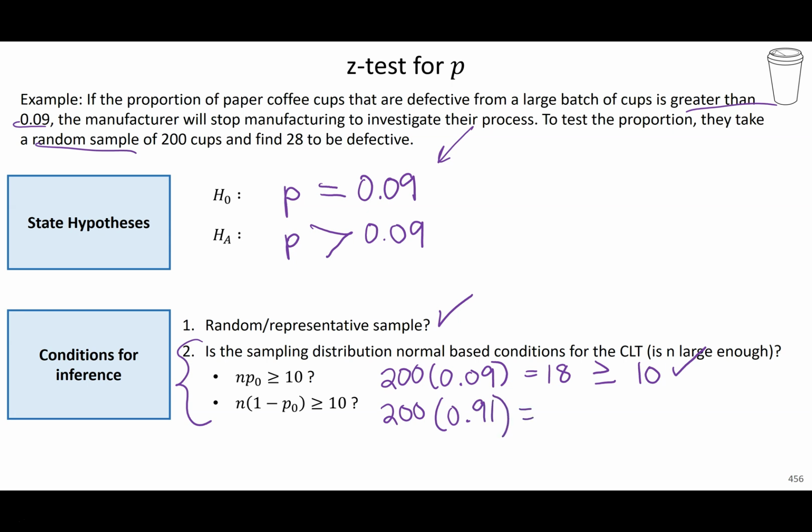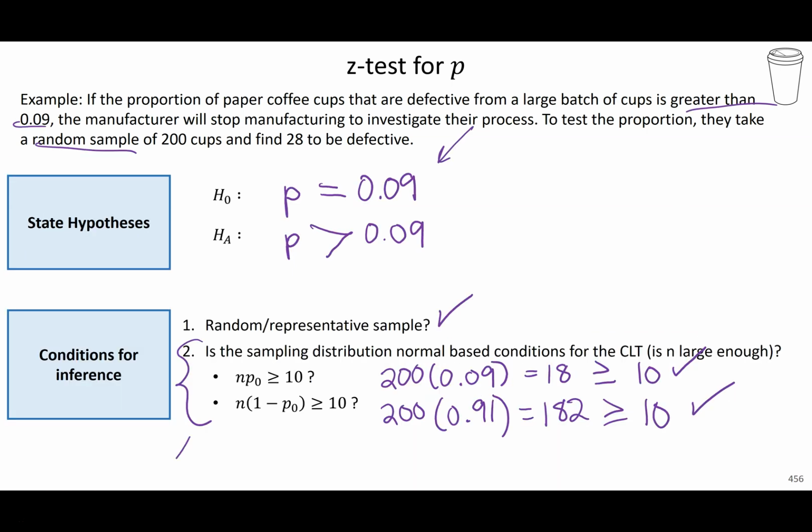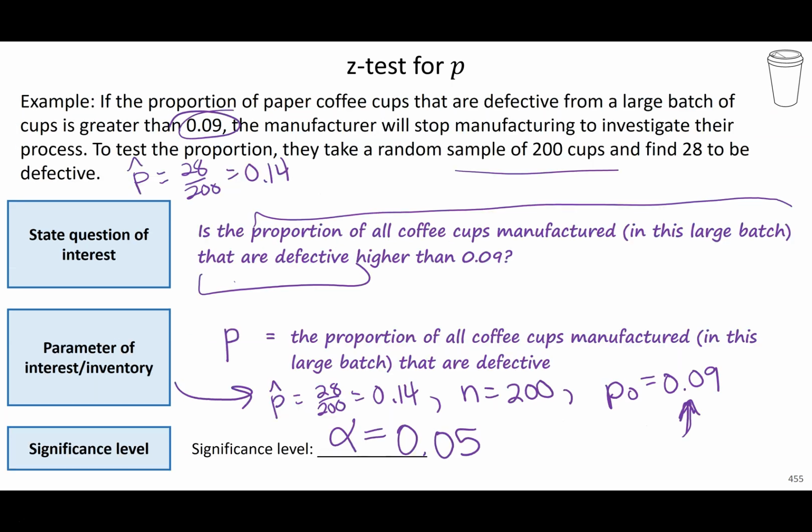So, math, 182. I can add sometimes. That's also at least 10. So if the null were true and 9% really were defective and I took 200, I would have expected around 18 to be defective and around 182 to not be defective. Both of those values are above 10, so I'm good. And then somewhere, I think I wrote on the last one, my significance level.